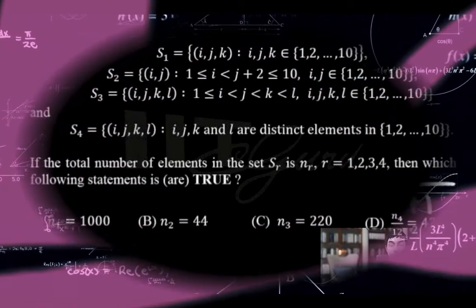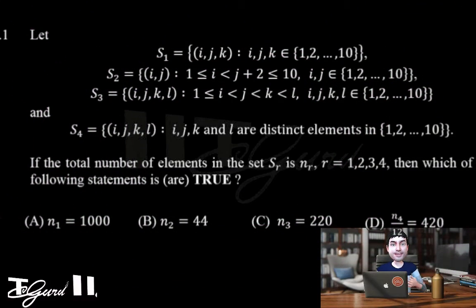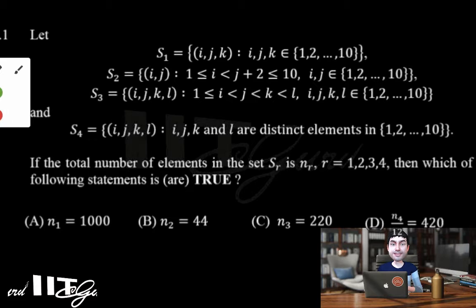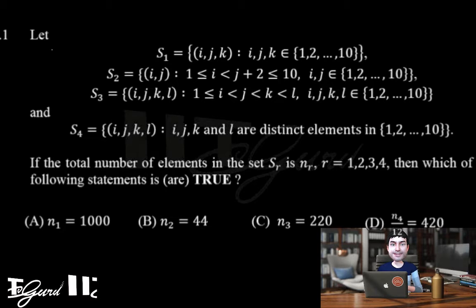Number 1 is from permutation and combination. If you see here, there are 4 sets given. S1 is defined by IJK, where IJK lies between 1 to 3, and S2. S1 is IJK and IJK all belong to 10. So N is equal to N1.